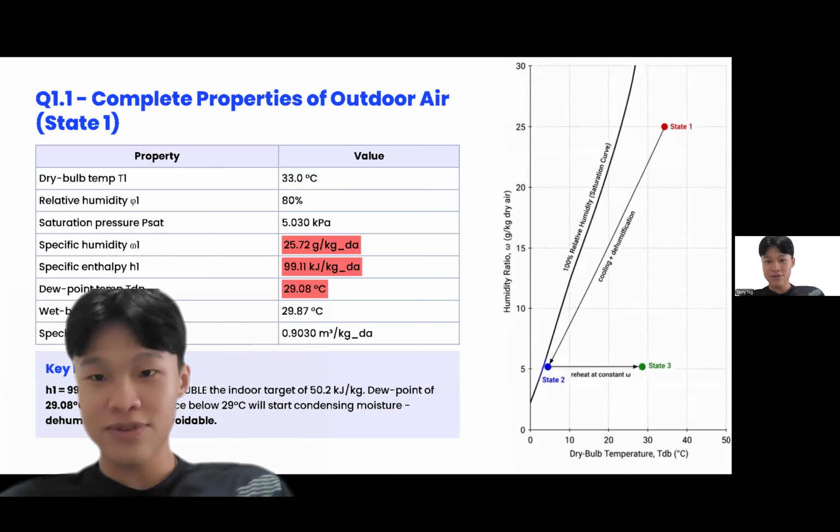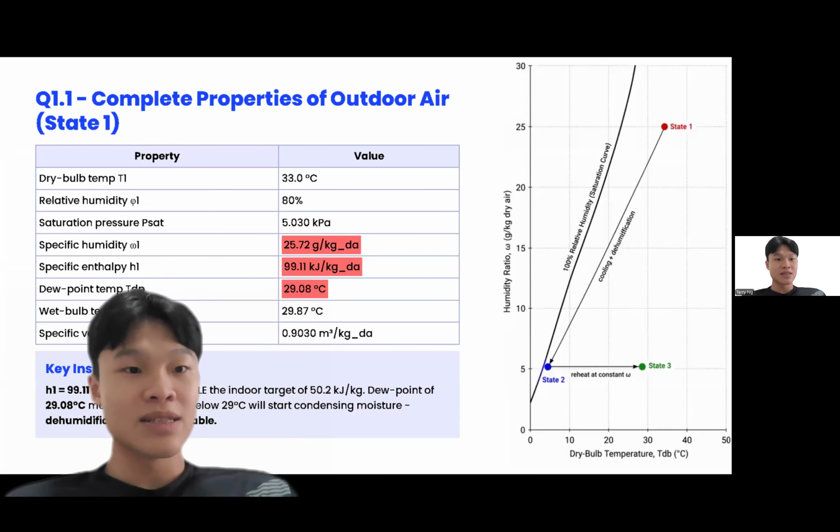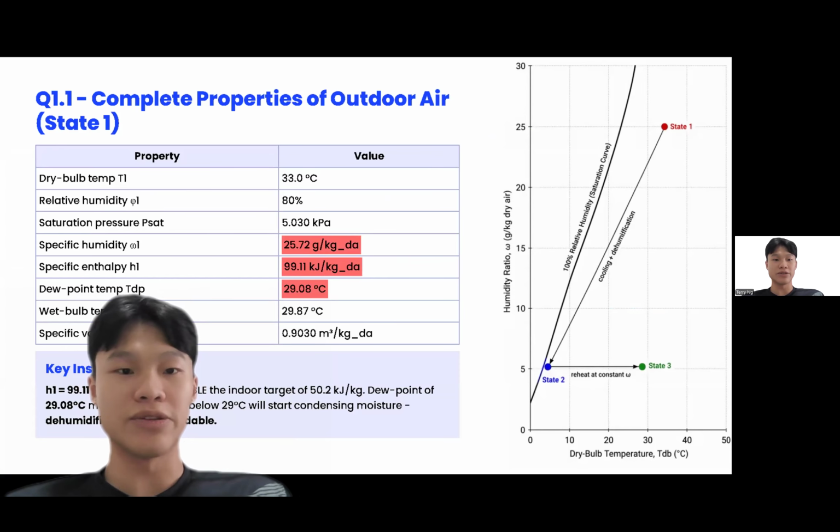Slide 5. This slide summarizes all 8 psychrometric properties of the outdoor air. The table on the left shows the full results. The 3 most important values are the specific humidity of 25.72 grams per kilogram, the enthalpy of 99.11, and the dew point of 29.08 degrees.